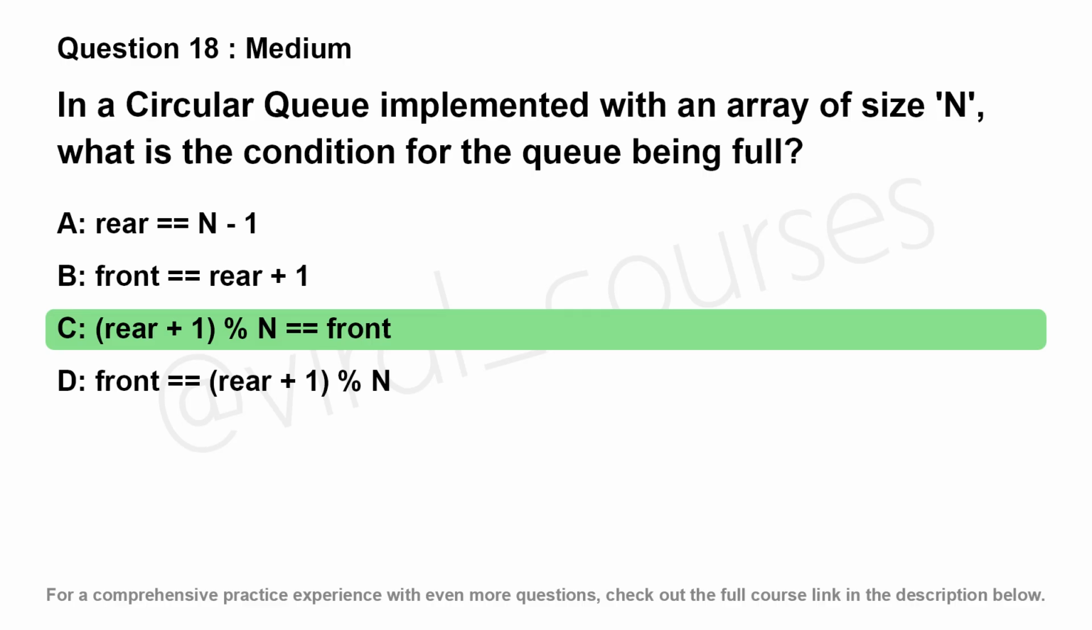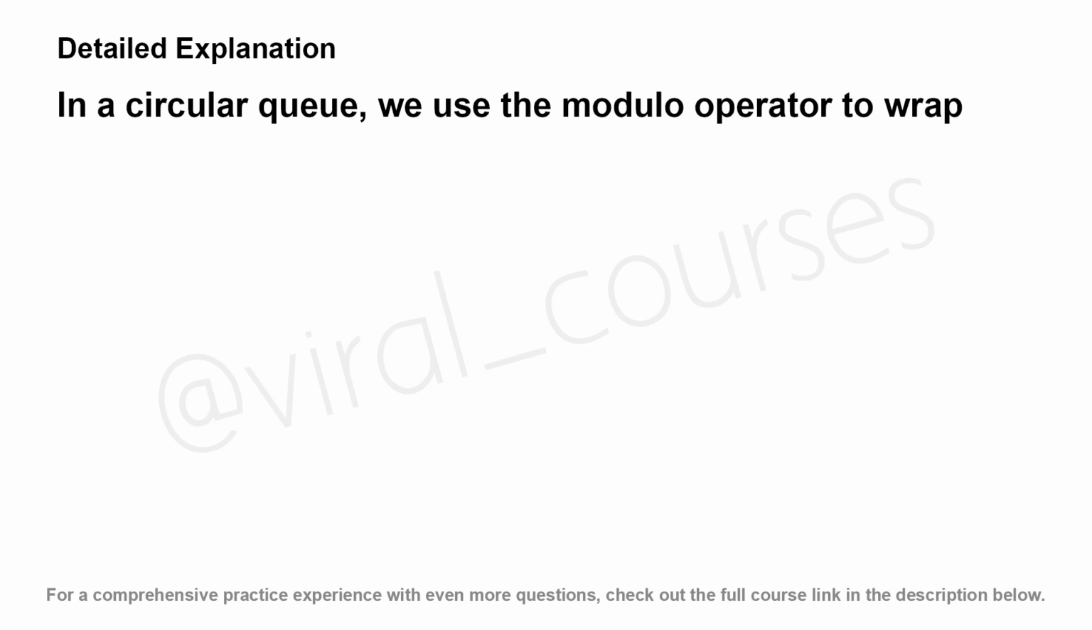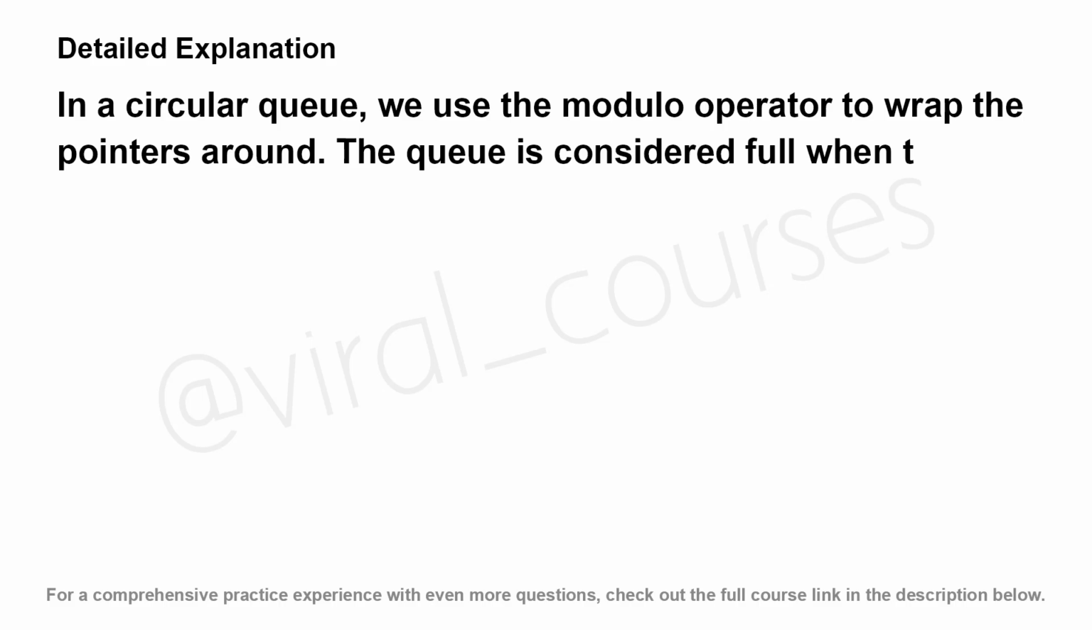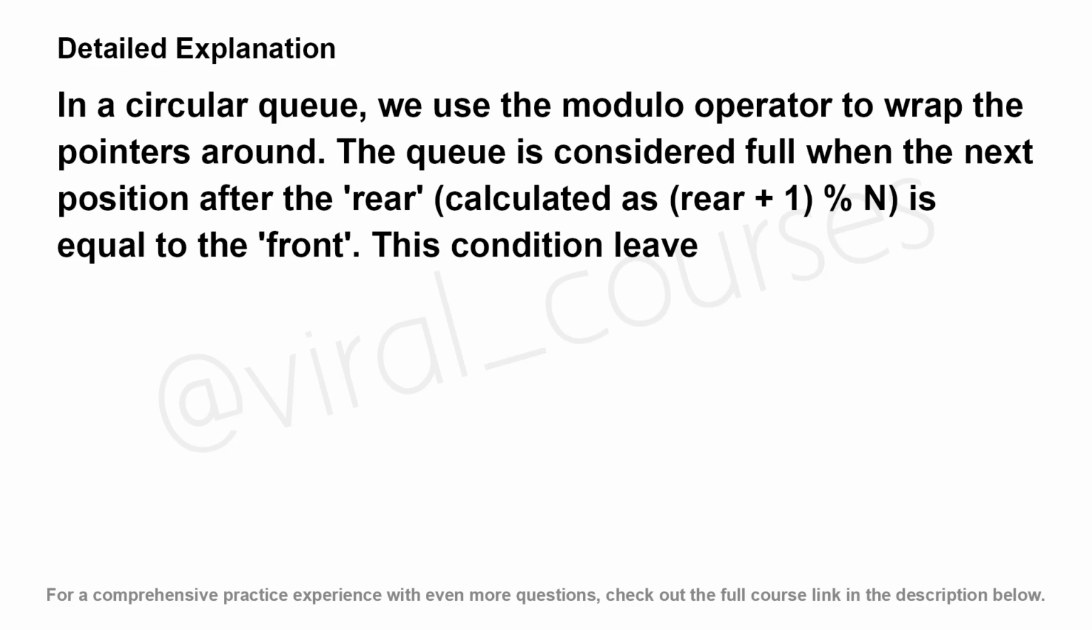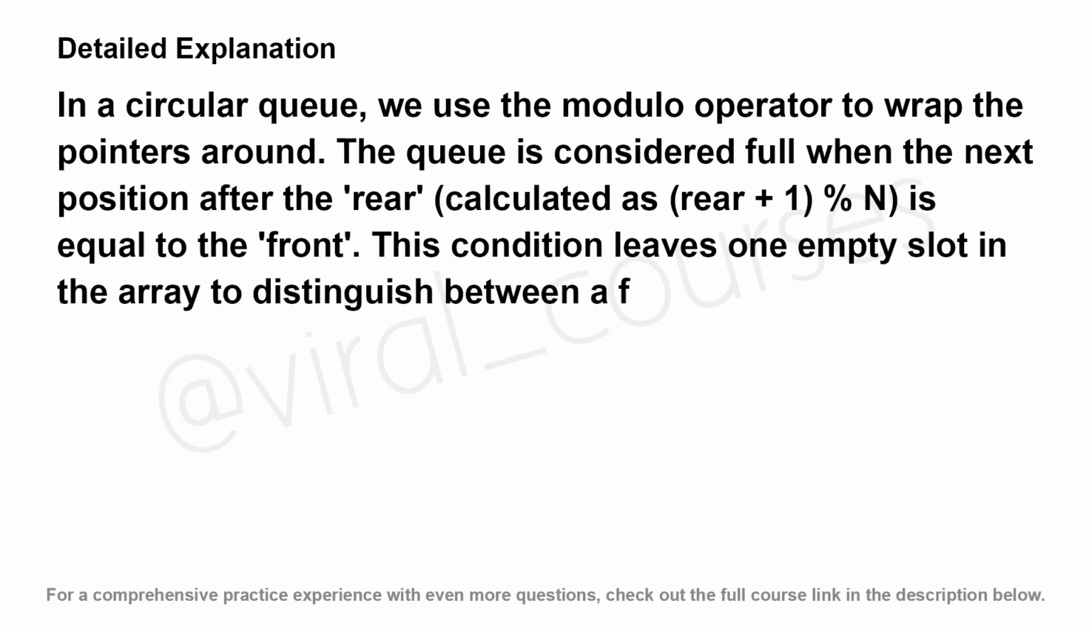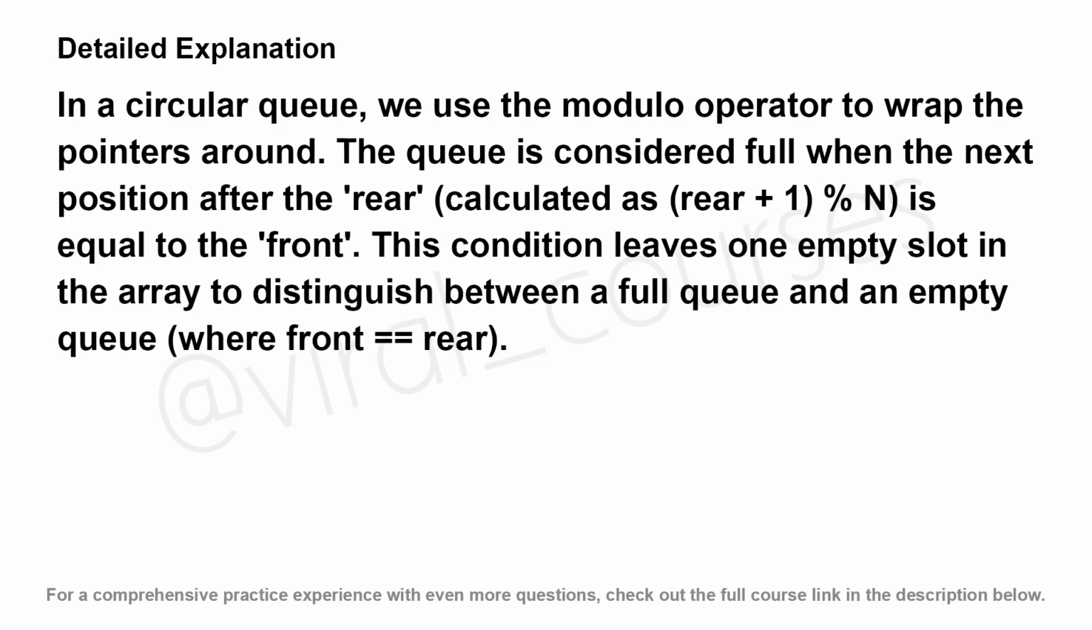The correct answer is C. In a circular queue, we use the modulo operator to wrap the pointers around. The queue is considered full when the next position after the rear, calculated as (rear plus 1) % n, is equal to the front. This condition leaves one empty slot in the array to distinguish between a full queue and an empty queue, where front equals rear.